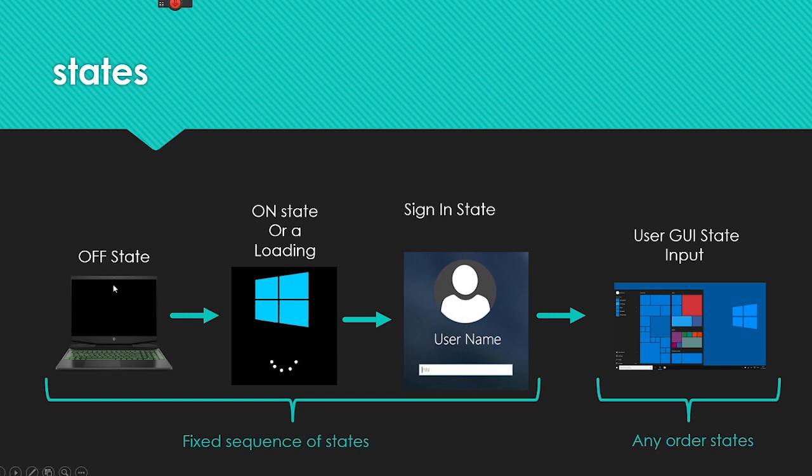Once we turn on the computer, we go into an on state where the computer is loading all the files into memory, into the registers, and allocating all the registers a certain amount. All the files are being processed, and then we go into a sign-in state, which is a user input state. In this state, we can see that we have a PIN or a password where we can enter that, and the user is expected to put in an input. Here we have a user GUI state input, but this is an any state because the user controls what state he or she can go into. So we can see this is a fixed state, any order state.